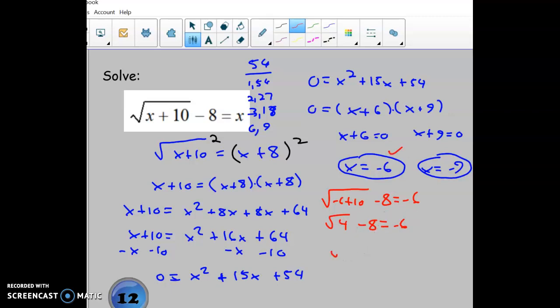If we try negative 9, put in negative 9, I'm going to skip one step here. We're going to have square root of 1 minus 8. Does that equal negative 9? Right, I added negative 9 plus 10 there. So 1 minus 8 is not equal to negative 9. So technically speaking, that would be considered an extraneous solution. Okay, that's kind of a wild question, but yeah, you just get the one answer, negative 6, and we kind of got negative 9, but it technically didn't count.